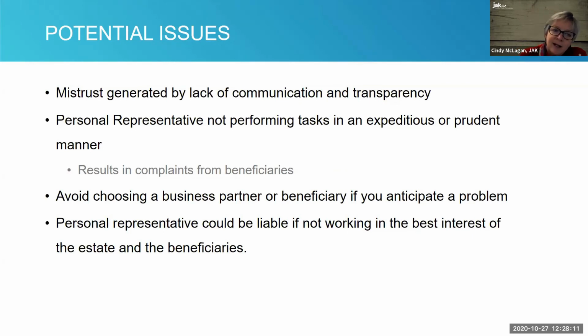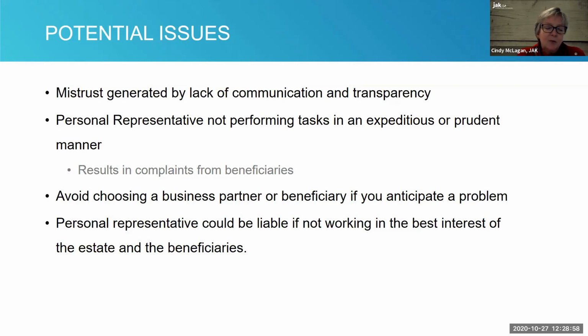Another problem is that sometimes they're just slow. You know, they take their time. Maybe they take 2 or 3 years to sell a house. Maybe they just don't have the time, or there's other issues that come up that would cause an estate to take time to sell an asset. So that's why frequently it's better to not choose a business partner or a beneficiary to do the job. If you anticipate a problem, like with a business or with land or a farm or something like that, it's probably better to choose somebody else to do that, not a beneficiary or a partner.